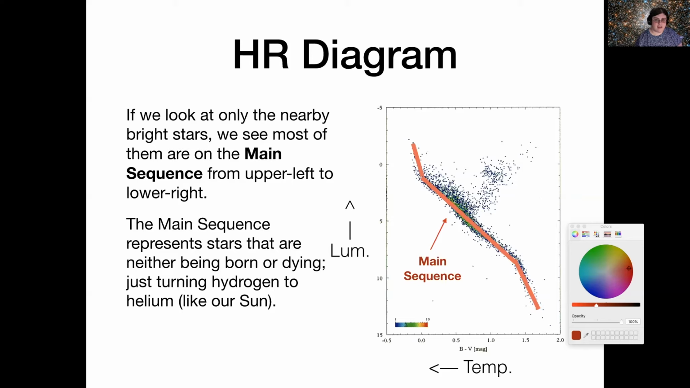Now, what is this? Well, it turns out, again, most stars in our neighborhood fall on this. This represents stars that are neither being born or dying. They're just turning hydrogen into helium, like our sun. And this is what a star spends most of its life on. That's why the main sequence is so full of stars, because most of a star's life is spent on the main sequence. So let's look at some main sequence stars.